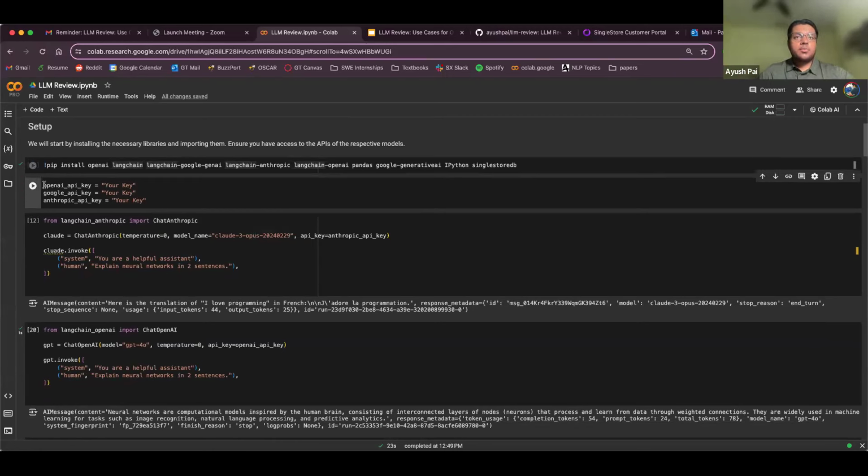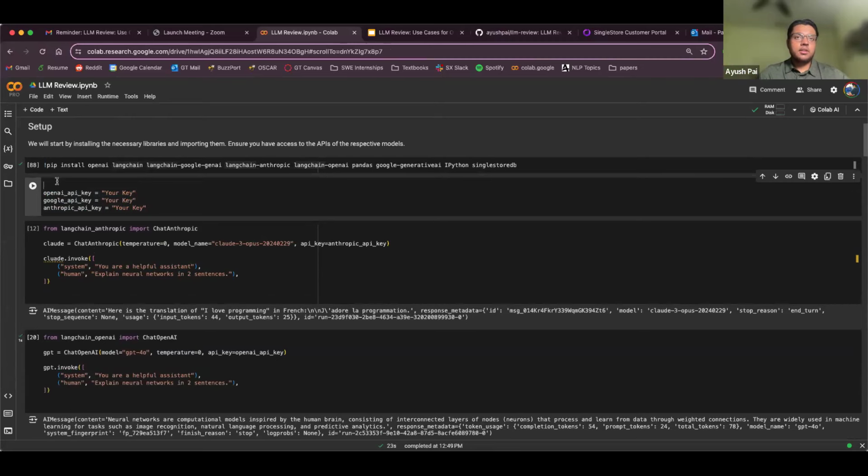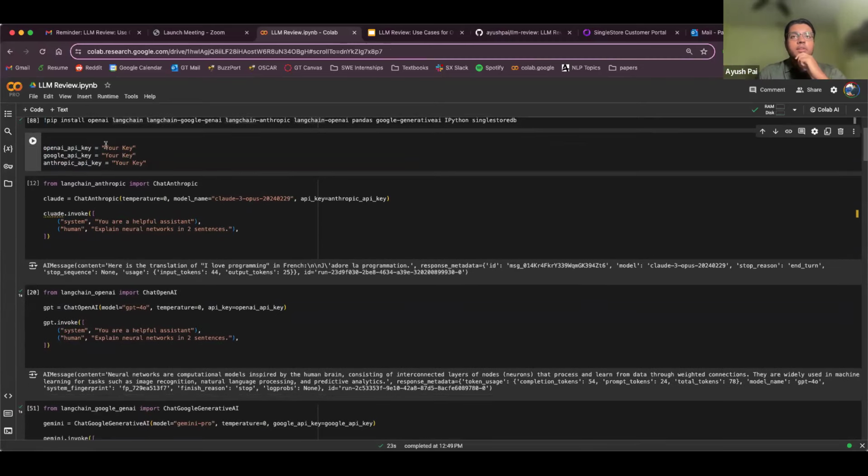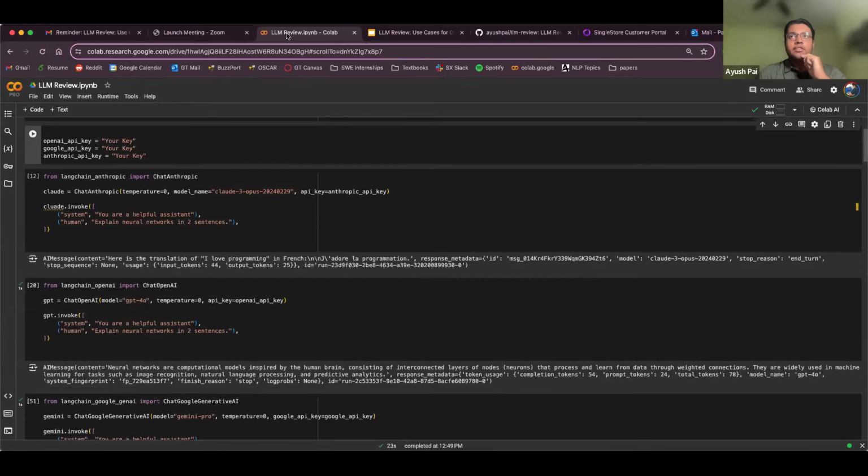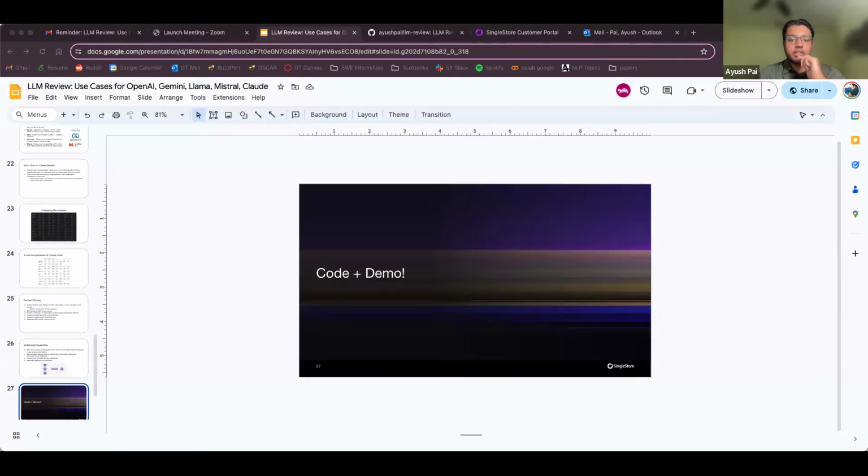The next step is to put your API keys in here. I'm using Google Colab to do that, so you can put your API keys here. I actually want to just put mine in really quickly and have them not be on the screen, so just give me one moment for that.